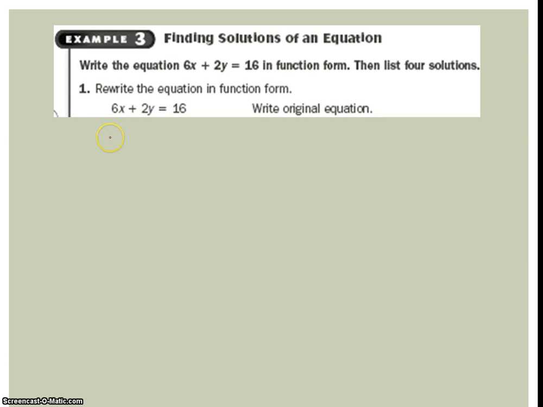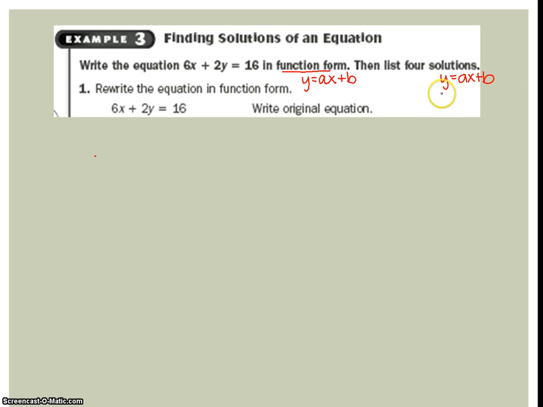Example 3, we're going to find solutions of an equation. Write the equation 6x plus 2y equals 16 in function form. Then list 4 solutions. Alright, first let's talk about function form. Function form is y equals ax plus b. Write that down. Y equals ax plus b. Now there are many forms to function form. This is the basics: y equals ax plus b.